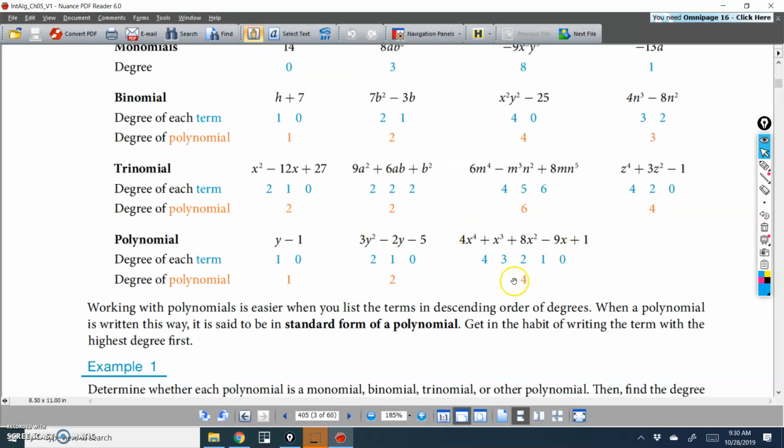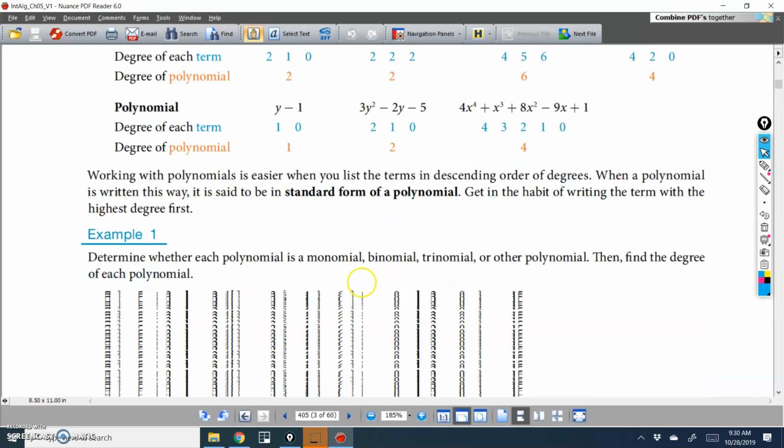Like we'll take this really long one down here. That's degree 4, degree 3, degree 2, degree 1, and then degree 0. So the largest degree that we have of all the terms is 4. So the degree of the polynomial is 4.